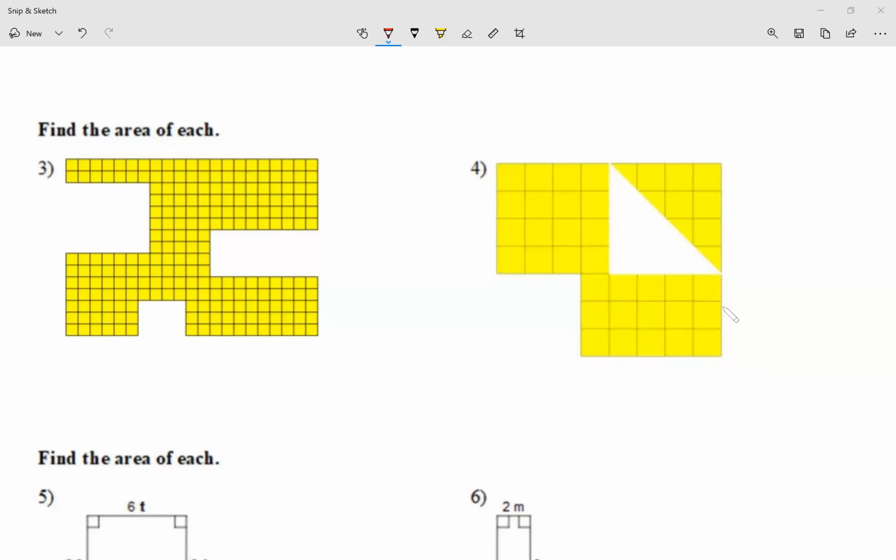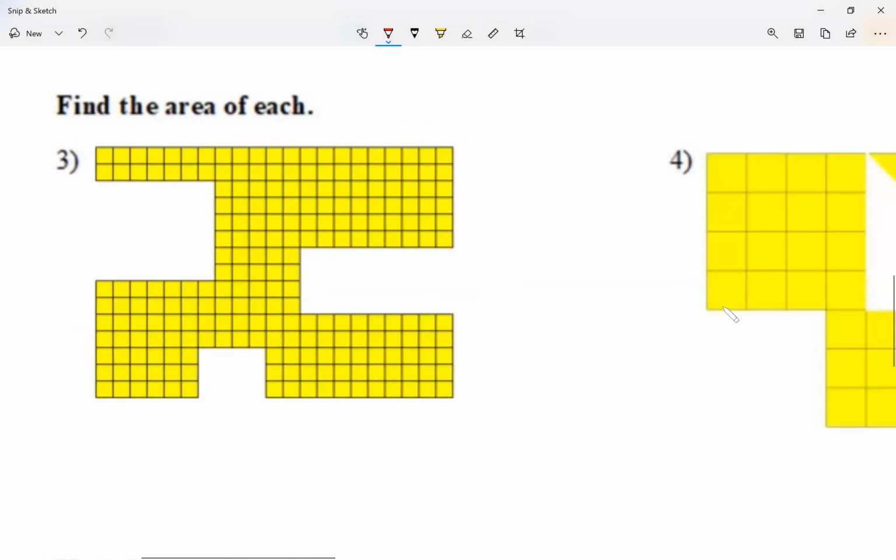Okay, so yesterday we started looking at what was area. Remember I said just count the squares. Now, I really want to encourage you into breaking it into sections. So let's take a look at question number 3. Find the area of each.